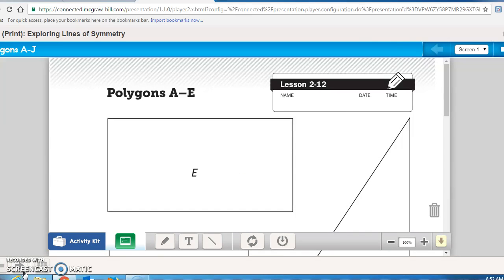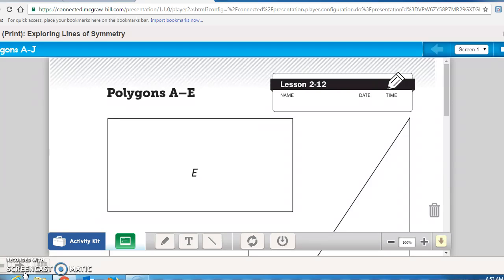So, polygons A through E. For this, you're going to need Math Masters, pages 85 and 86. I want you to cut those out and find all lines of symmetry for each polygon by folding it. And then I want you to record those results in the tables and answer the questions on journal page 61. So again, you're doing a similar activity, but you're finishing them and recording them on math journal page 61.